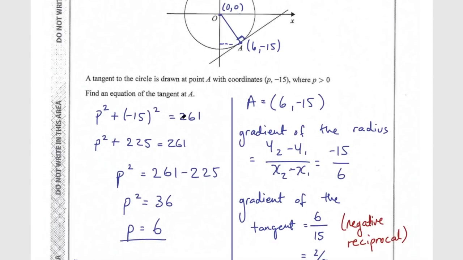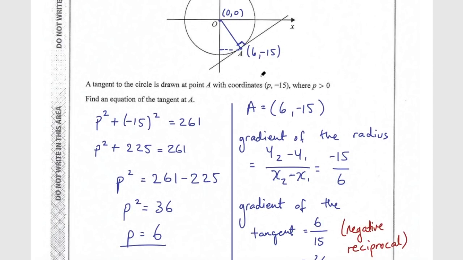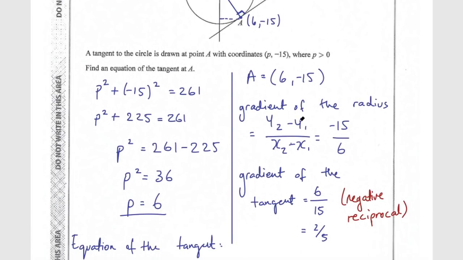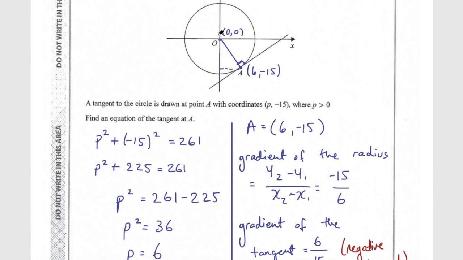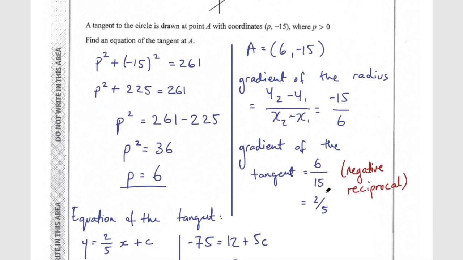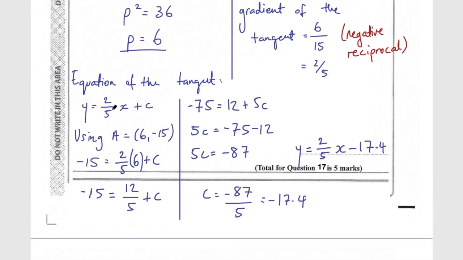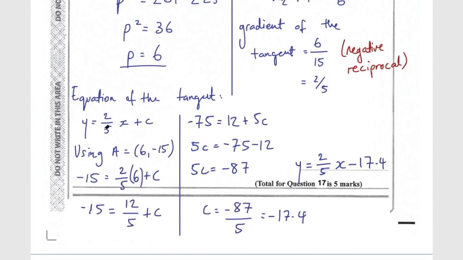Okay, so what do we do there? Firstly we found p using the equation of the circle. Then we found the gradient using the gradient of the radius and the tangent and the negative reciprocal. Then we used the point A again to find the y-intercept, and then that gave us our final answer.